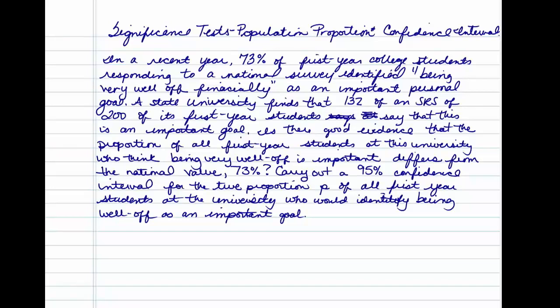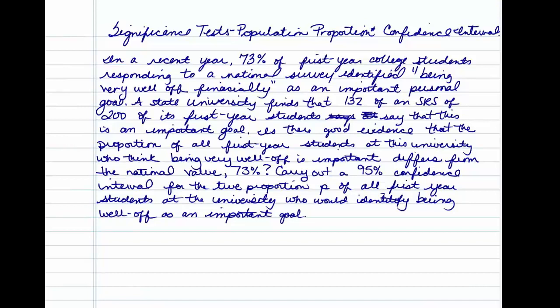So let's take a look at this problem. It's pretty lengthy. In a recent year, 73% of first-year college students responding to a national survey identified being very well off financially as an important personal goal. A state university finds that 132 of a simple random sample of 200 of its first-year students say that this is an important goal.